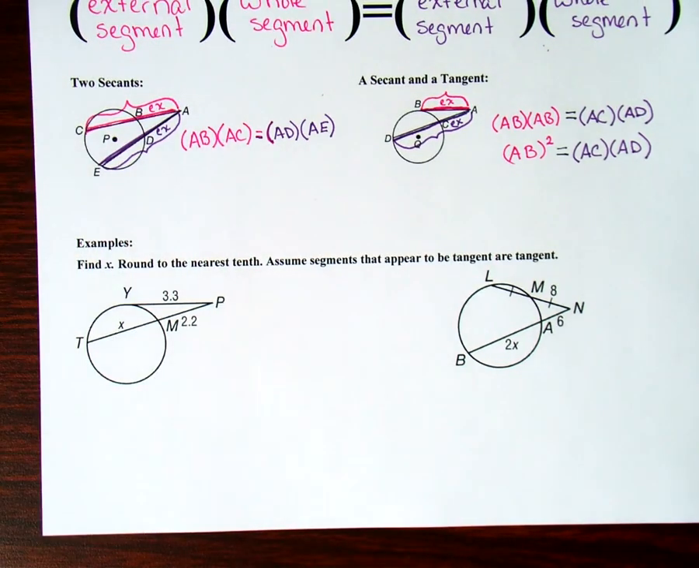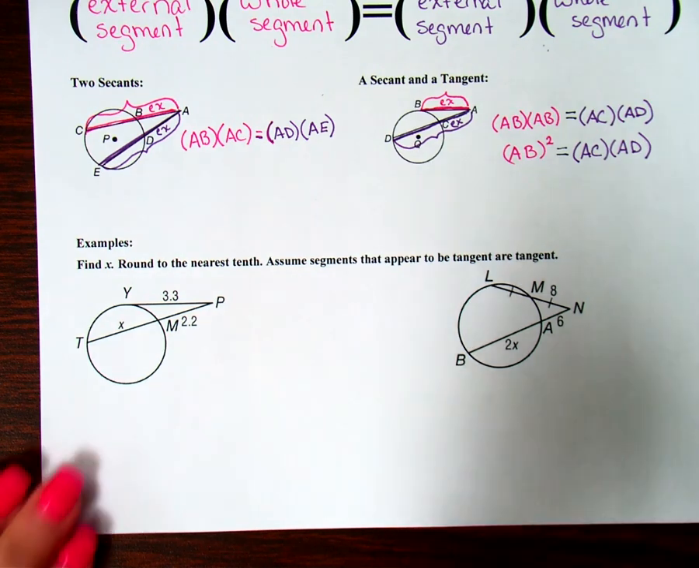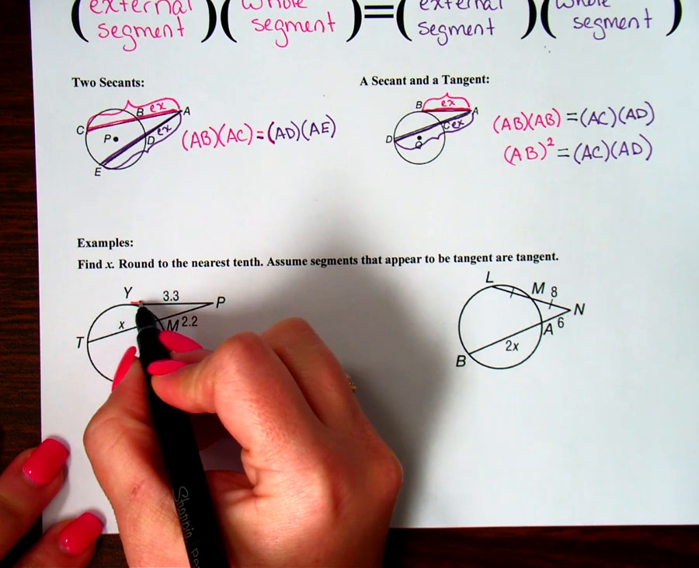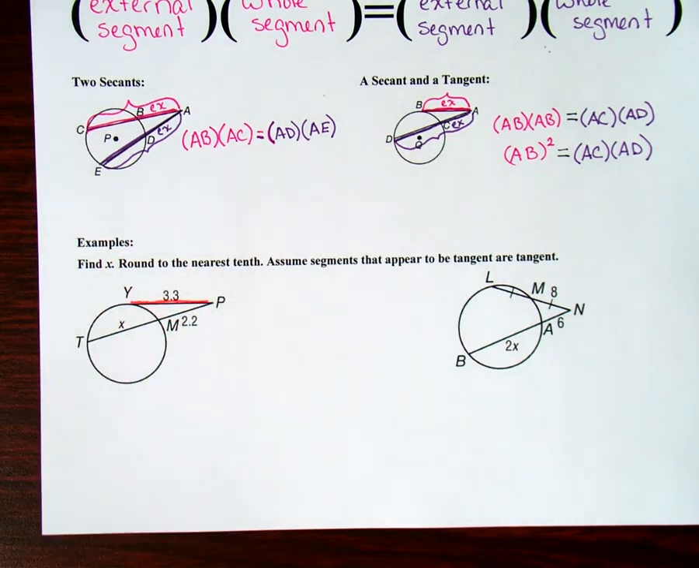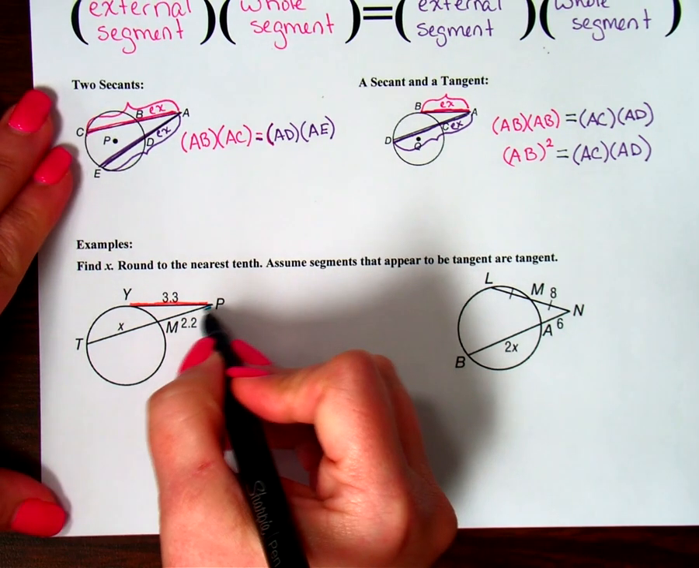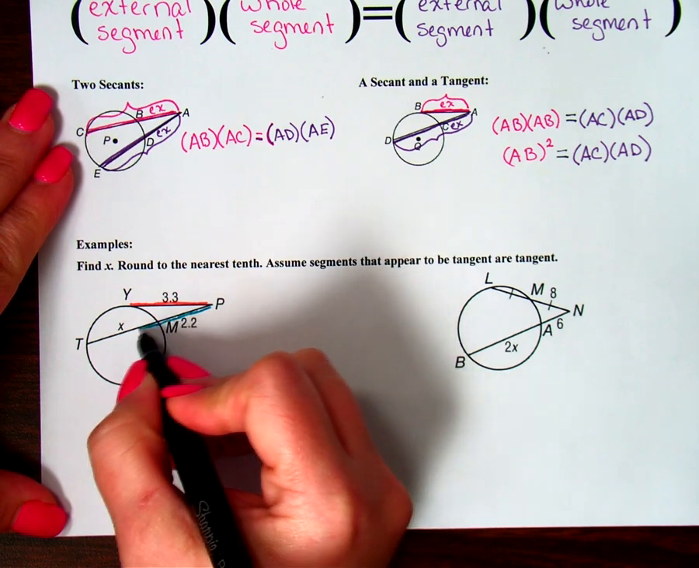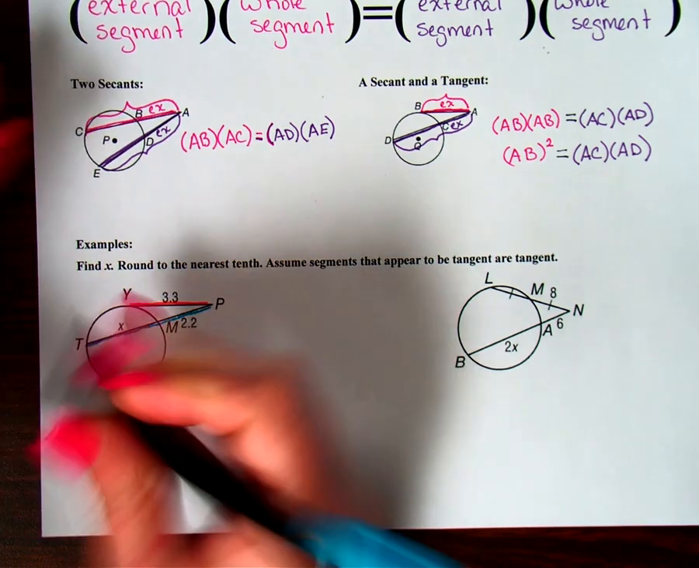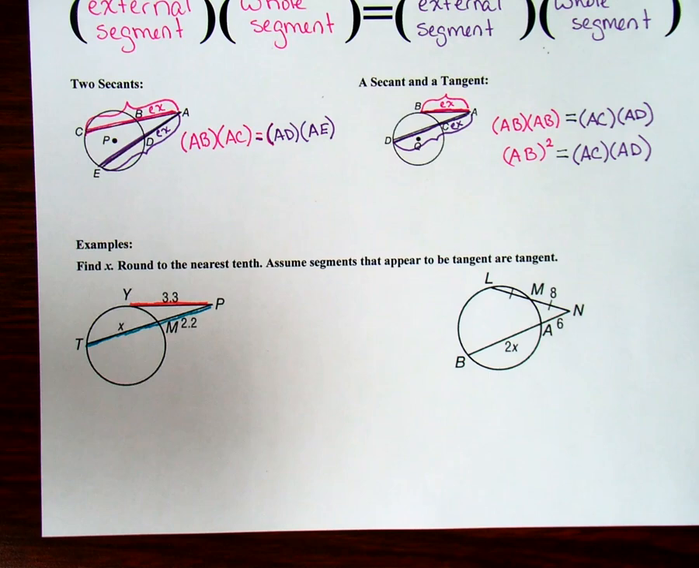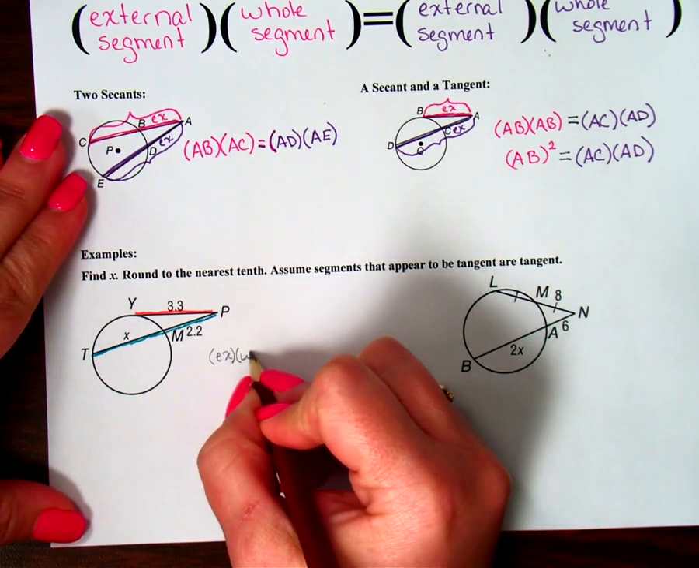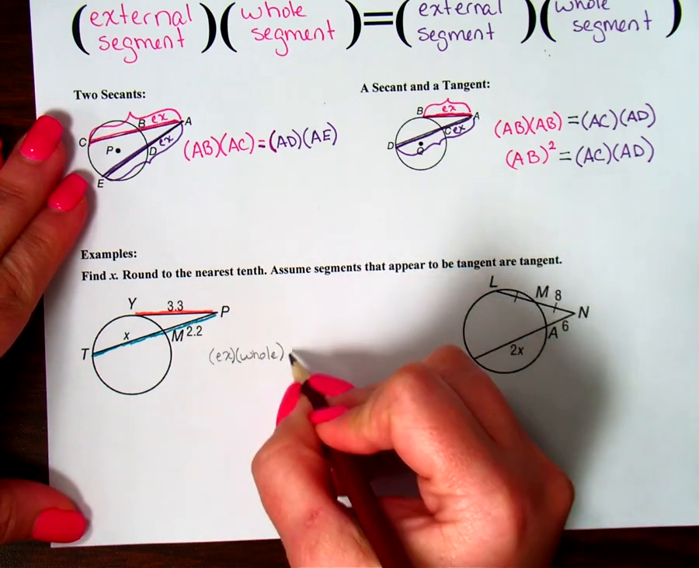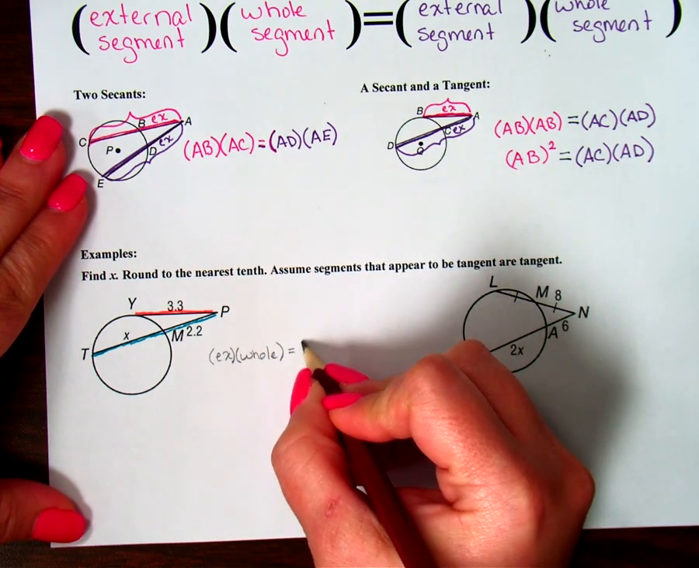down here. All right, round to the nearest tenth, assume segments that appear to be tangent are tangent. All right, so again, I have two segments. I have this 3.3 YP, and then I have P to T. And a lot of times, just to kind of remind myself, I will just write this. I'll say it's the external times the whole equals the external times the whole.